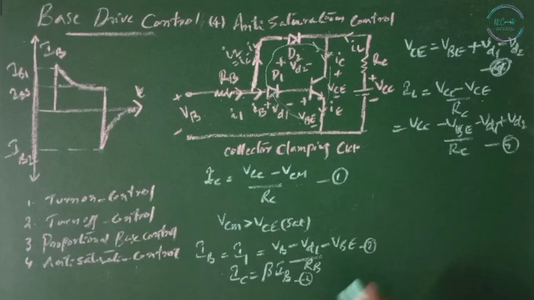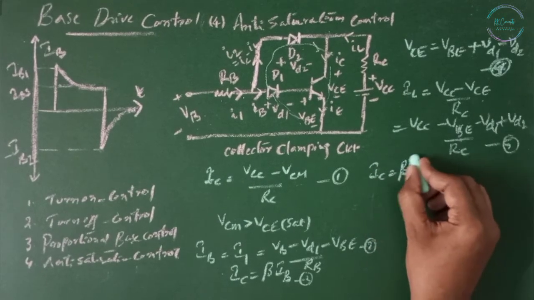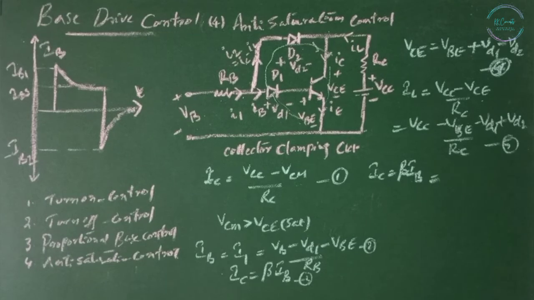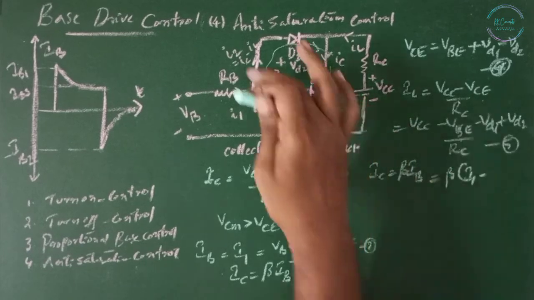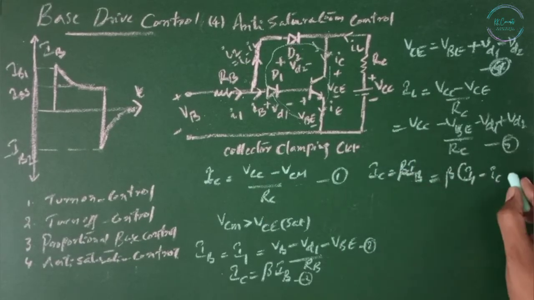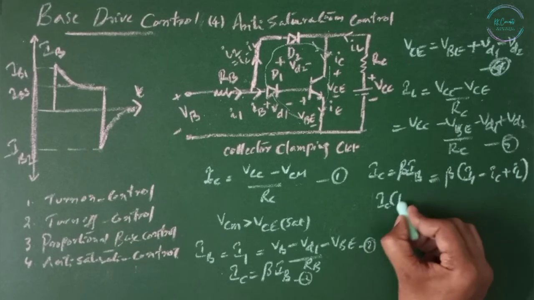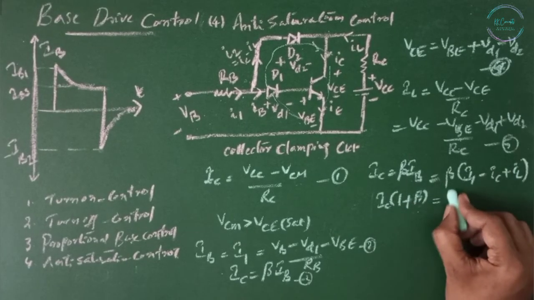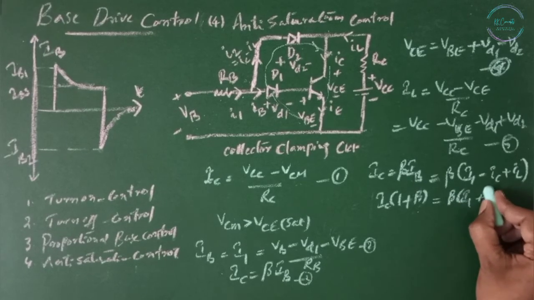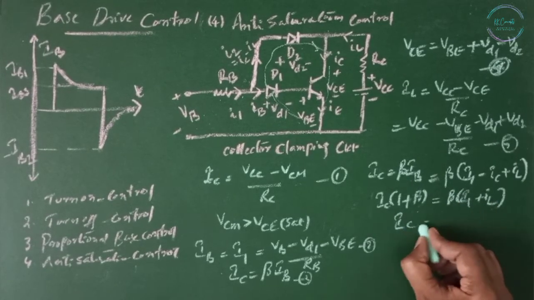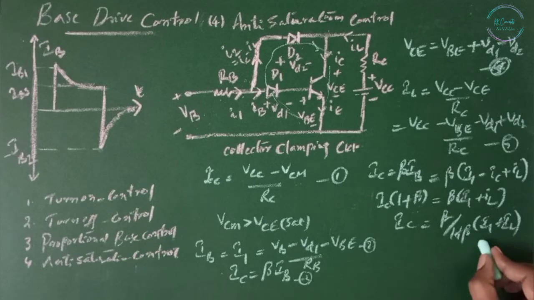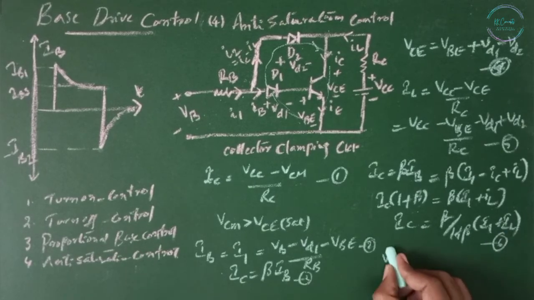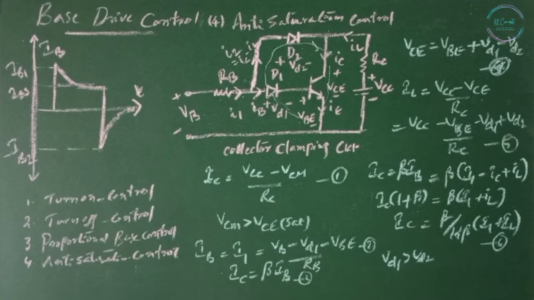Collector current with the clamping: IC equals beta IB, that equals beta times I1 minus I2. I1 minus I2 is nothing but IC minus IL, so I1 equals IC plus IL. IC times 1 plus beta equals beta I1 plus IL. Then IC equals beta by 1 plus beta times I1 plus IL. Equation number 6. For clamping, VD1 must be greater than VD2, and this can be accomplished by connecting 2 or more diodes in place of D1.